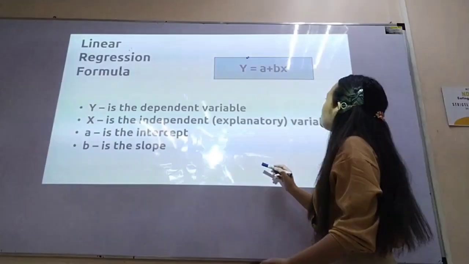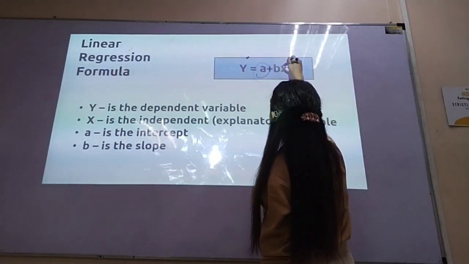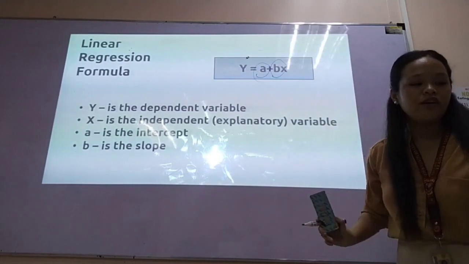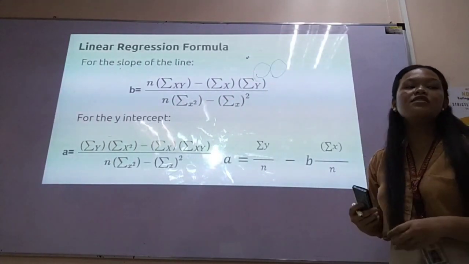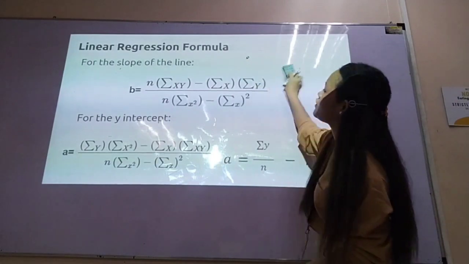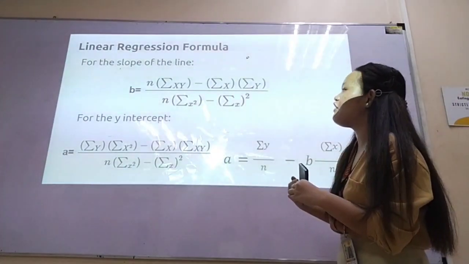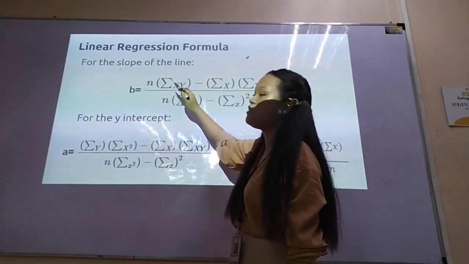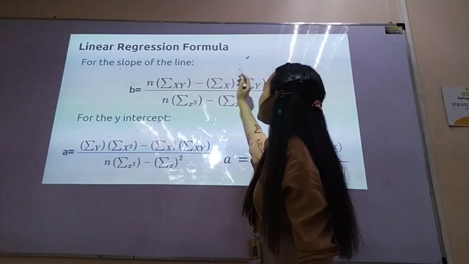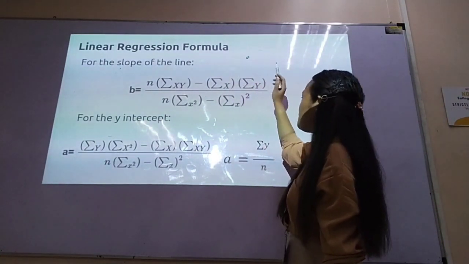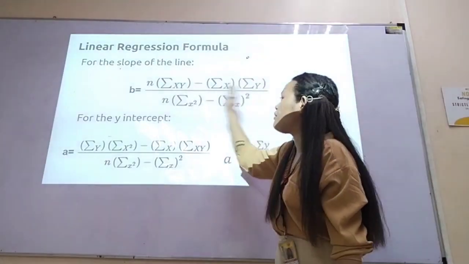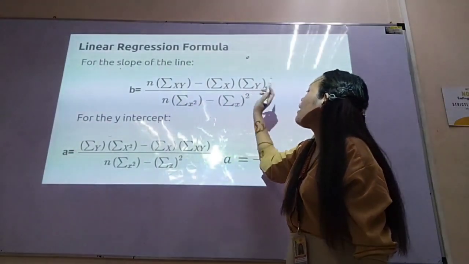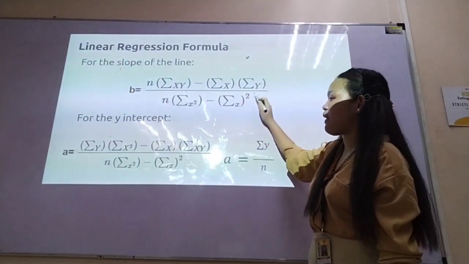is the slope. So the question is, how are we going to find A and B in order to complete and find the answer that we're looking for? So here it is, the linear regression formula. For the slope of the line, we have B is equal to the number of variables multiplied by the summation of xy minus the summation of x multiplied by the summation of y, over the number of variables multiplied by the summation of x squared minus the summation of x to the power of 2.